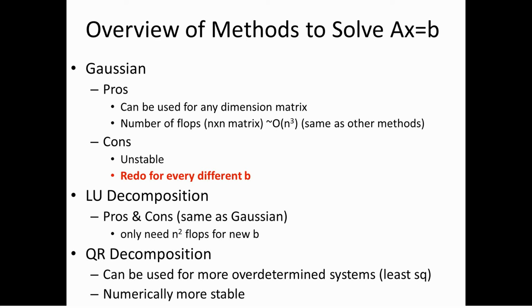Okay, so this kind of puts the different methods in order. We can always use Gaussian elimination, but if we want to be more efficient, we use LU decomposition. And if we want to be very stable, or we're working with a system of overdetermined equations, we're going to use QR decomposition.